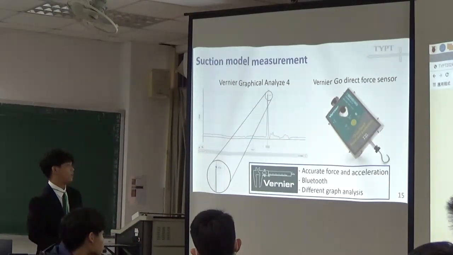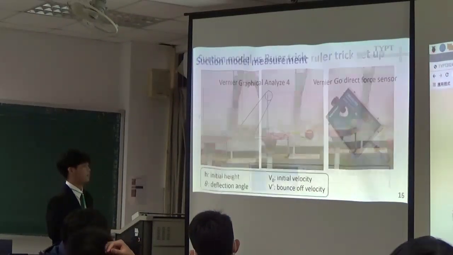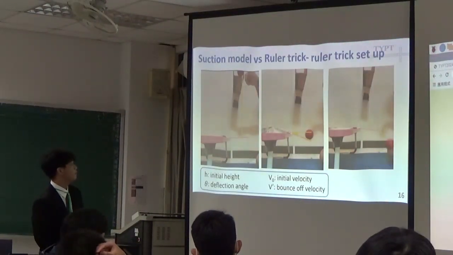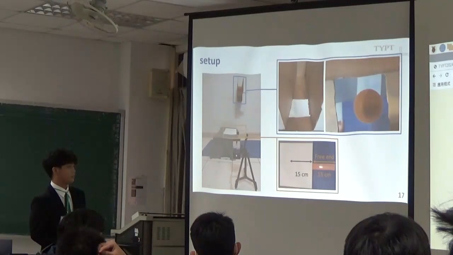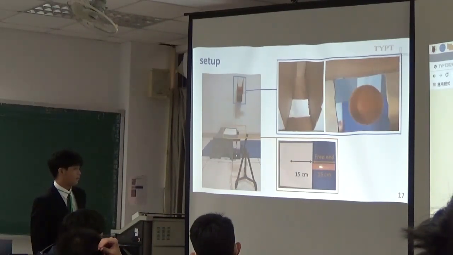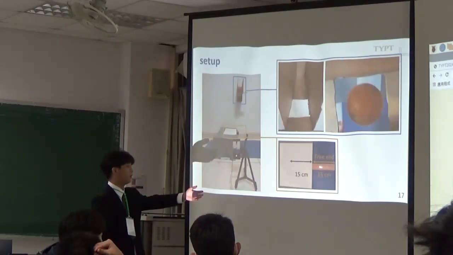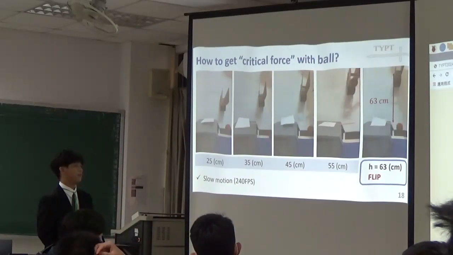Here is the force sensor I use and the graphical analysis software I use in this phenomenon. And then I want to introduce how we use the ruler trick setup to measure the critical force. First, I use a stick board to fix the initial height, and also I control the position of the paper and the ruler.